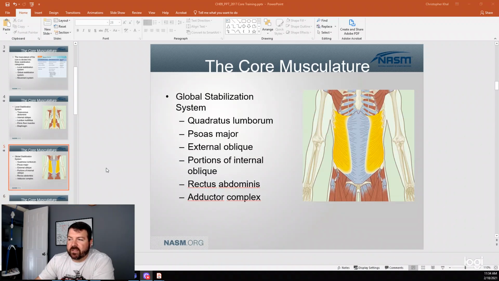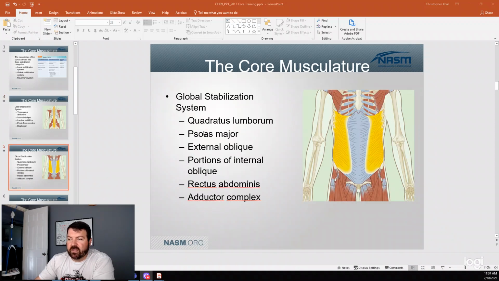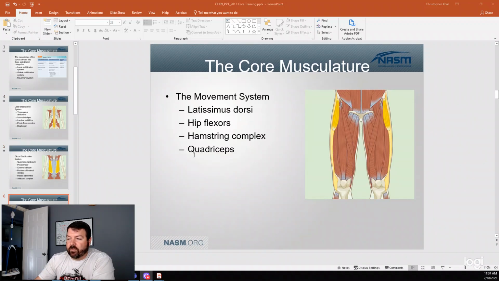Obviously, going back to the local system, these should be more of your primary ones you would train, and especially right off the bat, as well as your global. I mean, you're not going to isolate one versus the other, but you definitely want to get your local and your global first before you move to the movement systems. Training these two systems really, really increases the efficiency of your movement system.